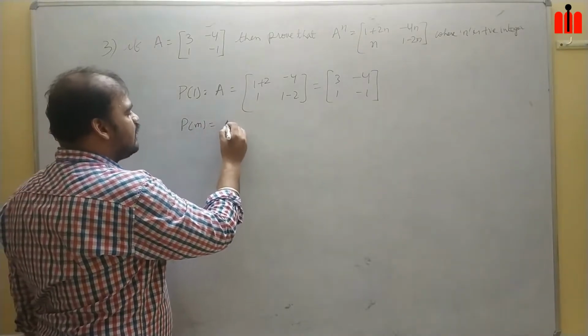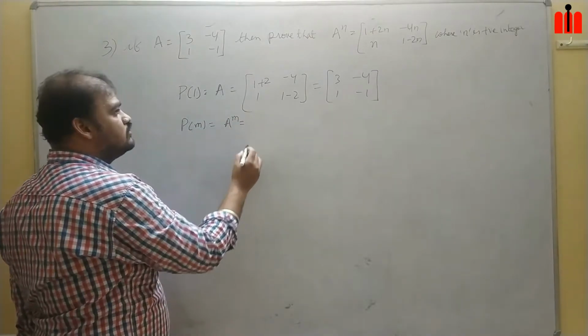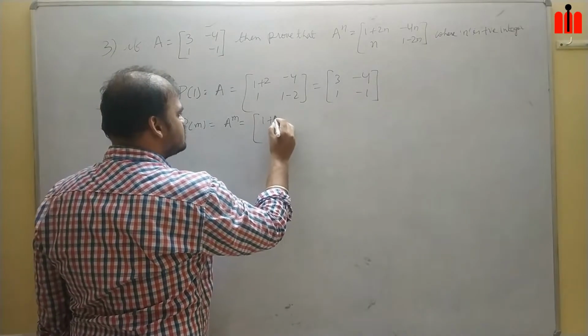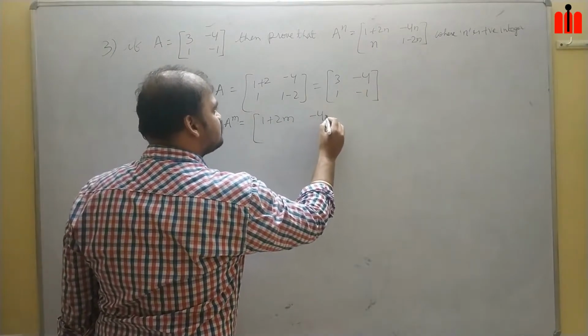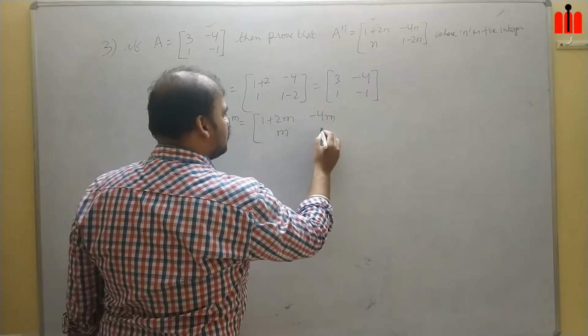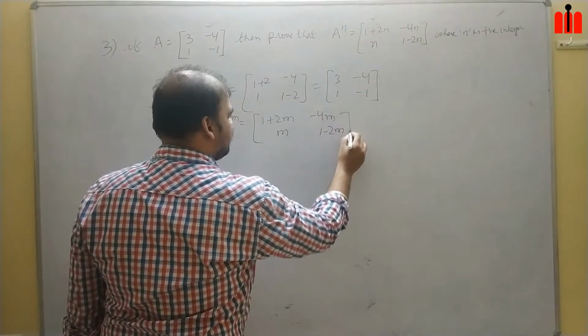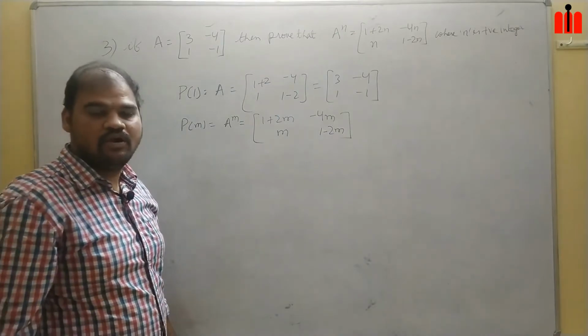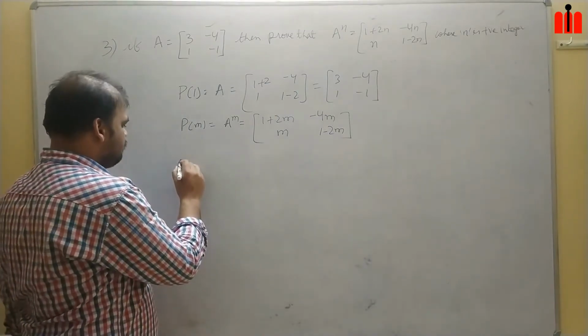So let's write our Pm. Pm will be A to the power of m equal to the matrix with rows 1 plus 2m, minus 4m and m, 1 minus 2m. This is my Pm. What will be my P(m plus 1) now?